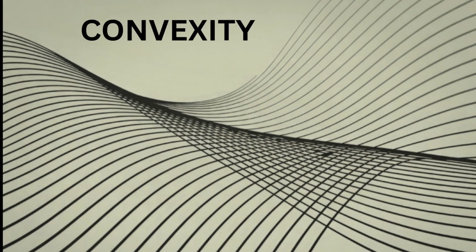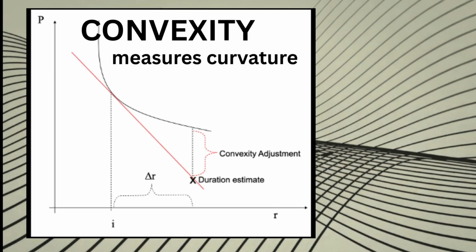Finally, we need to talk about convexity, which we also discussed before in the same previous video. The convexity measures the curvature in the price-yield relationship, capturing second-order effects ignored by duration's first-order or linear approximation. And here's the graph. So now we're ready to talk about immunization.